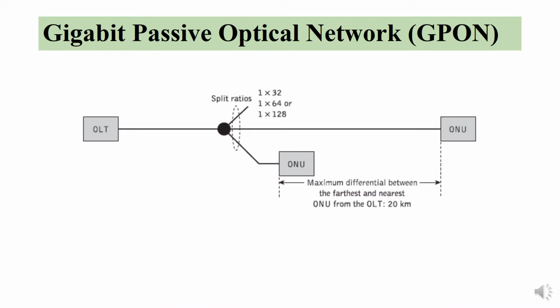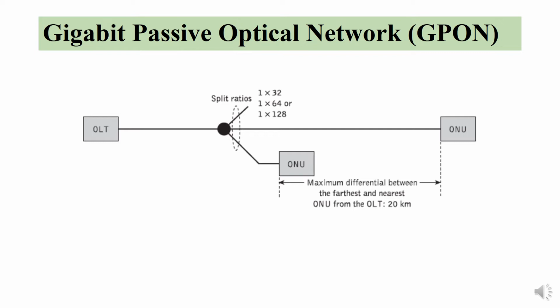Gigabit PON or GPON is a high capacity PON designed to facilitate IP packet transmission, which is not only restricted to ATM or Ethernet packets. The typical structure of GPON is shown in the figure. The arrangement is the same as we studied in EPON, just that the splitting ratio extends up to 1 cross 128.